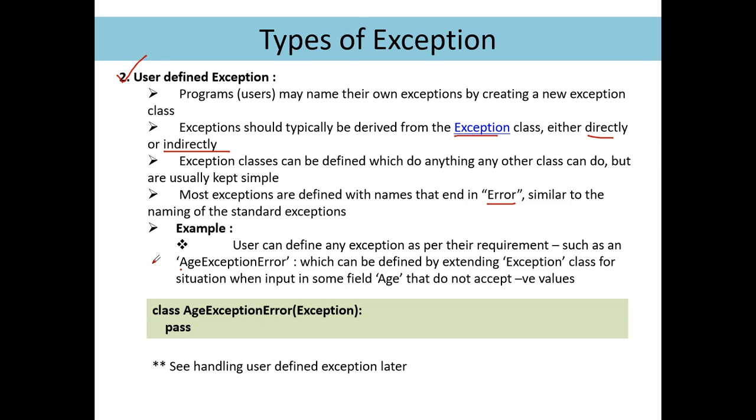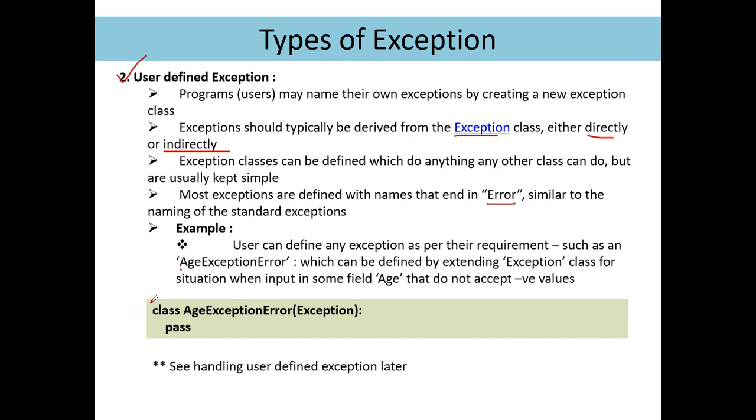Now, the human age cannot be negative, so we can check that age value, whether it is negative or positive, just by simply writing if-else, and we will do that also. But to manage the exceptional situation when the user mistakenly enters a negative value for that age variable, in the object-oriented approach we have to define an exception class. AgeExceptionError is something like that. We are defining that age exception.